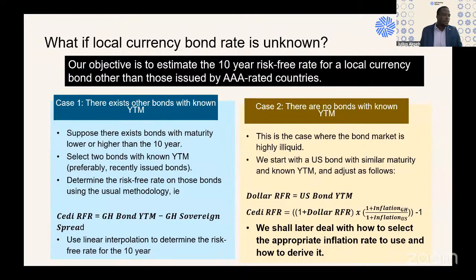All right. Now, the second case here is almost like the case we have in the country here. Here, there are no bonds with known YTM. In Ghana here, especially the DDP program, we don't have any 10-year bond trading actively. The government didn't even issue any 10-year bond lately that we can just pick a yield from and use as the risk-free rate. We don't have that. So that's the second case.